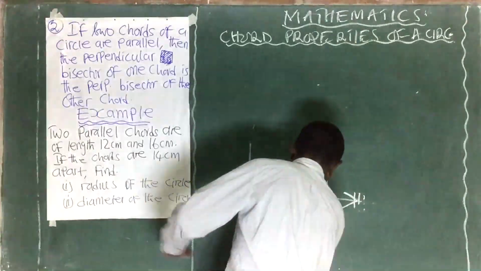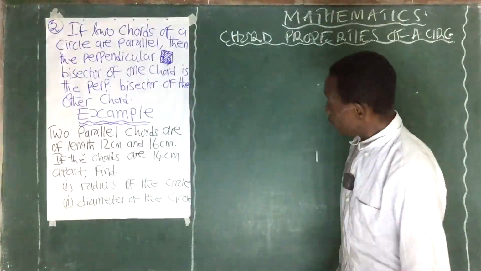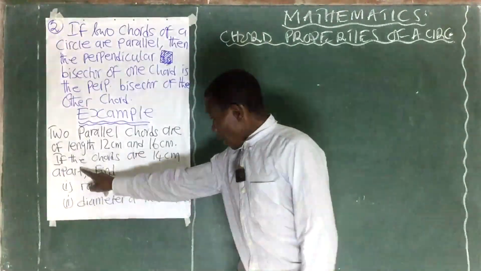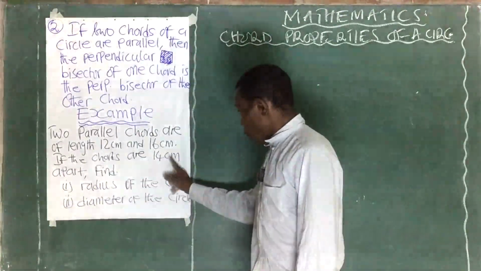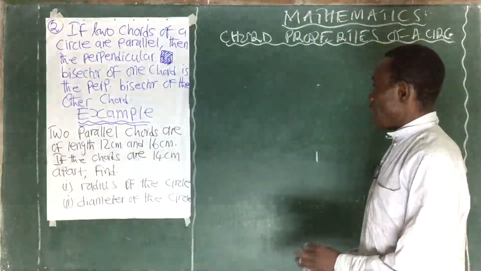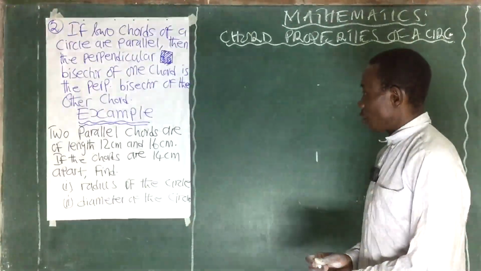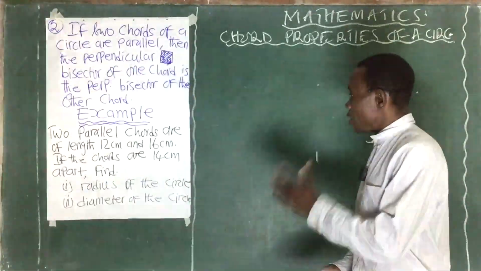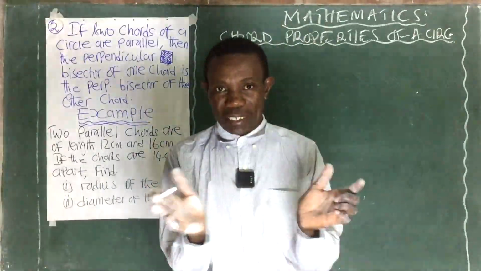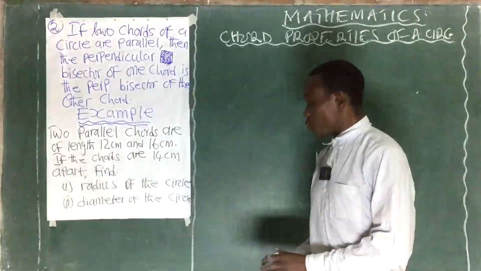The example is laid out like this. Two parallel chords are of length 12 centimeters and 16 centimeters. We are told that the chords are 14 centimeters apart, and we are asked to find the radius of the circle and then the diameter of the circle. Right, two parallel chords of length 12 and 16 are found to be 14 centimeters apart. What is the radius of this circle? And then let us also work out the diameter.